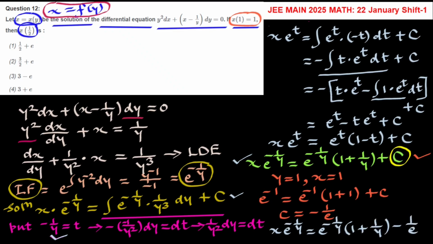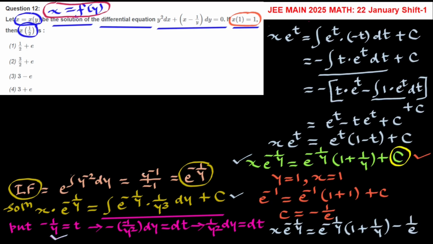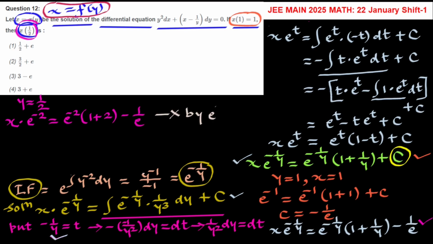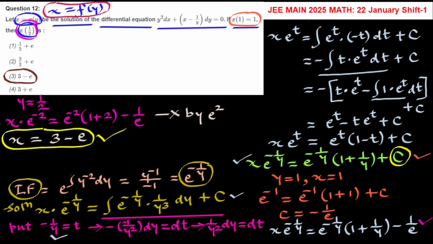Let us wipe this part. Finally, we have to find this x of 1 half, which means we have to put y equals half here. So x into e raised to minus 2 equals e raised to minus 2 into 1 plus 2 minus 1 upon e, multiplying throughout by e square. This will be x equals 3 minus e. Hence the correct answer option here is 3 minus e.